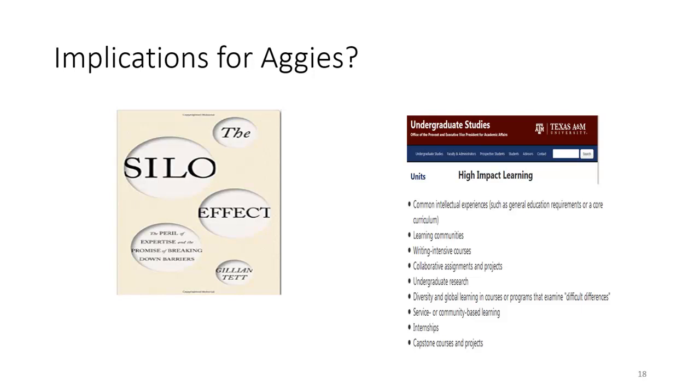Texas A&M University is very interested in undergraduate students learning how to learn from others. And when you look at the experiences that we count as being high impact for undergraduate learners, you'll see one of those bullet points is diversity in global learning in courses or programs that examine difficult differences. So the goal of Texas A&M, like any four-year institution around our beautiful nation, is that our learners will have these kinds of experiences that help us to stretch and grow. And we don't do that when we stay in silos.